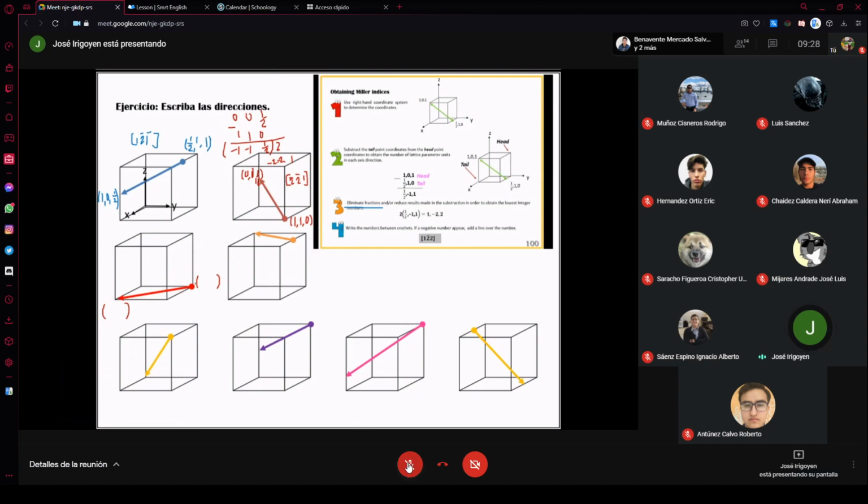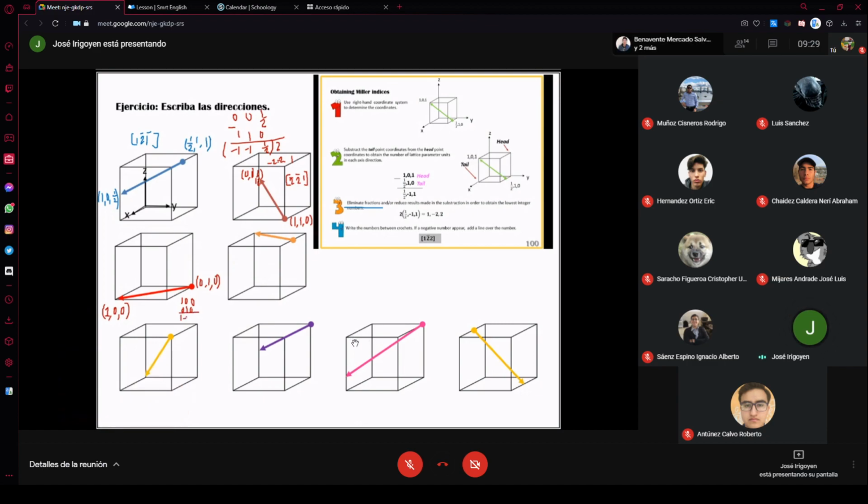Tail is going to be what? 0, 1, 0. Okay. The other one? 1, 0, 0. Okay. Very well. So at the end, the same operation. You have head minus tail, 1, 0, 0, and 0, 1, 0. So at the end, you're going to obtain, let me write this.